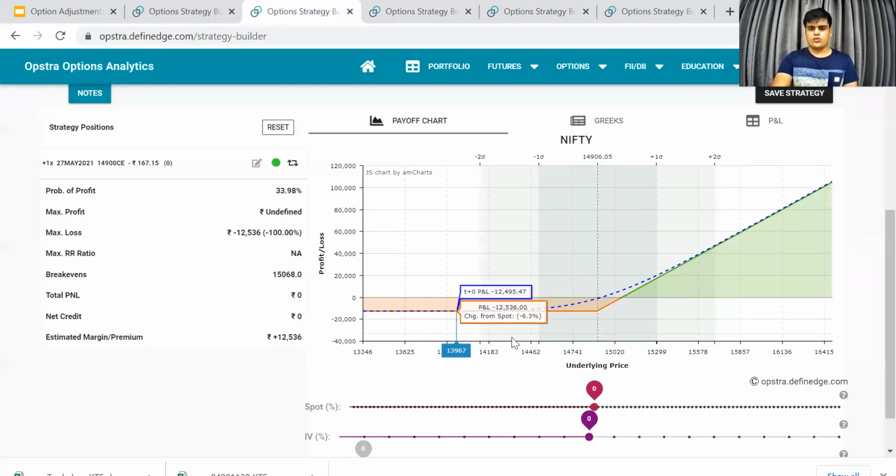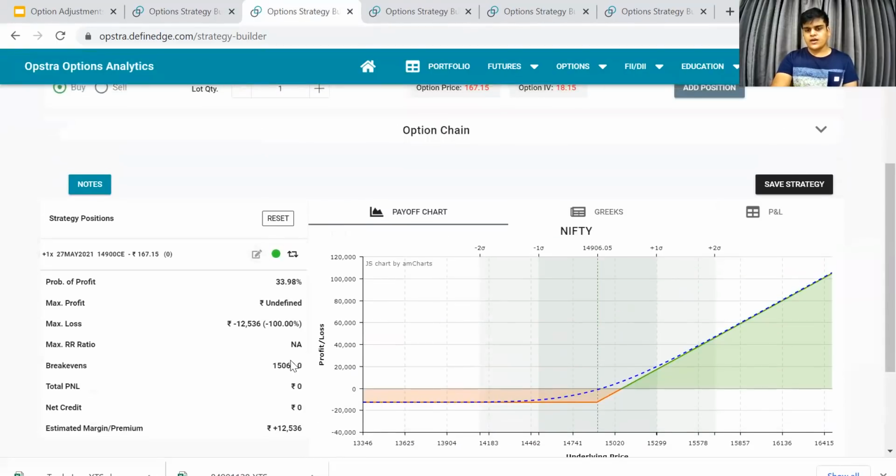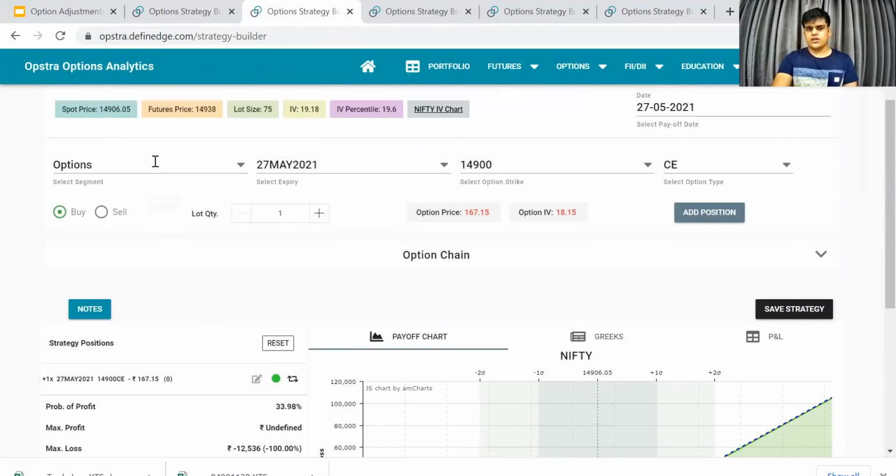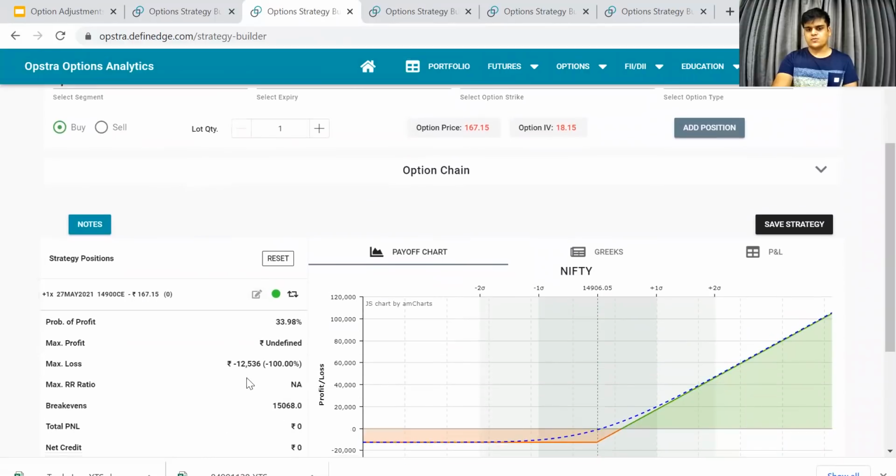If you buy a naked call option, you can see that the loss is limited, but the probability of profit is lower, because whatever premium you are paying, above that amount your break even starts. So in this case, suppose 14906 plus this premium, so 15068 is your break even. After that you make money on expiry. So your probability is lesser, but your loss is capped.